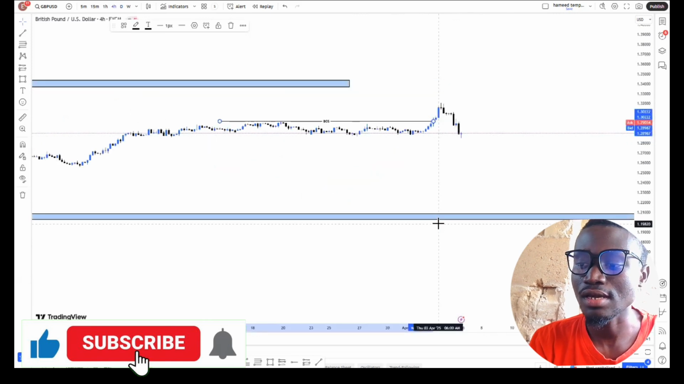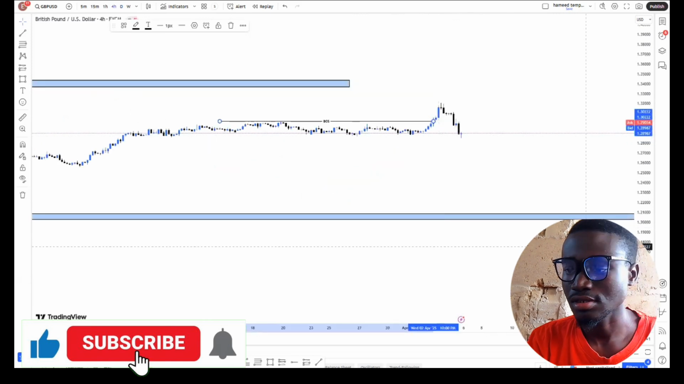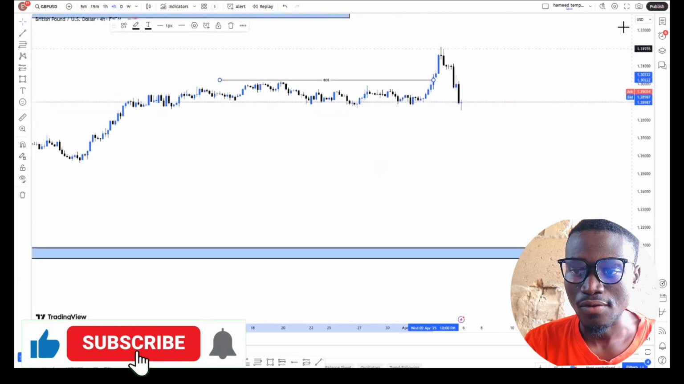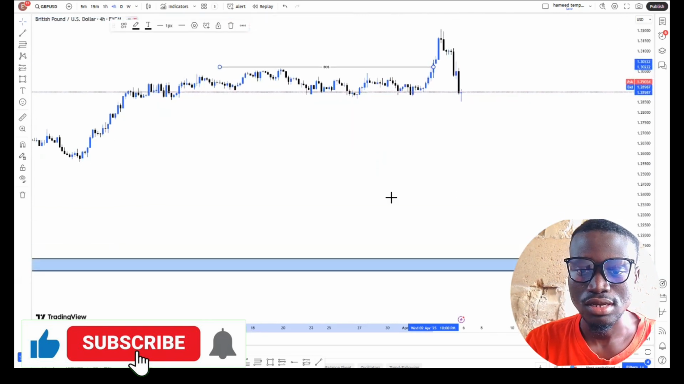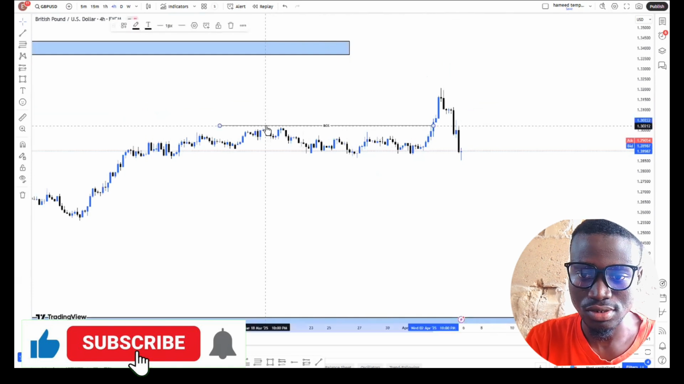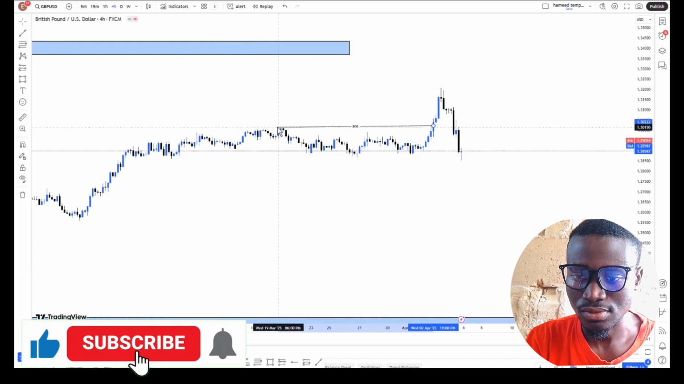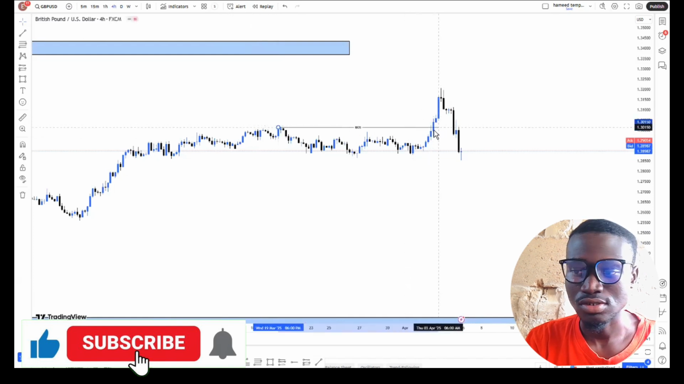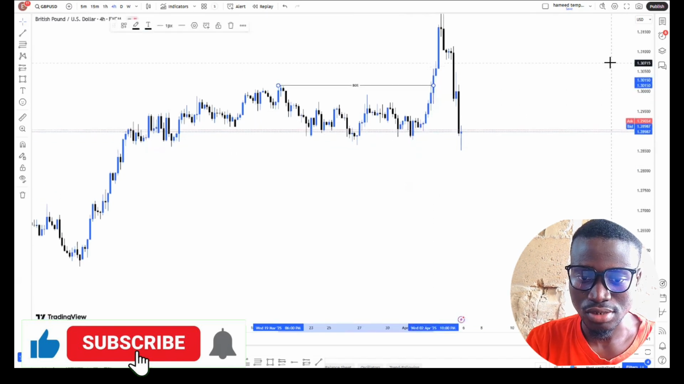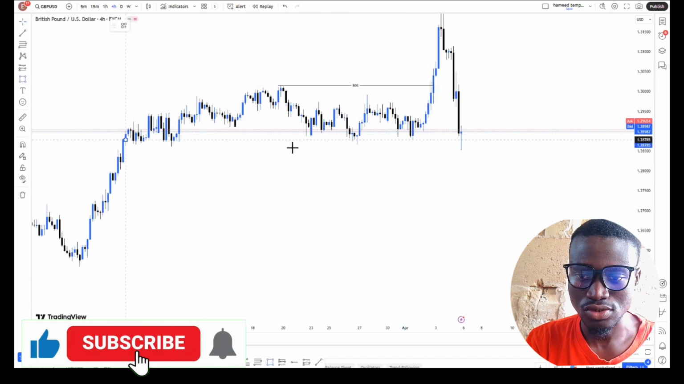Now on 4 hour here, I'm adjusting my break of structure that was happening here. Let me adjust it well. Okay, good. Now this is the support zone that I'm talking about. This has already formed into a support zone here.